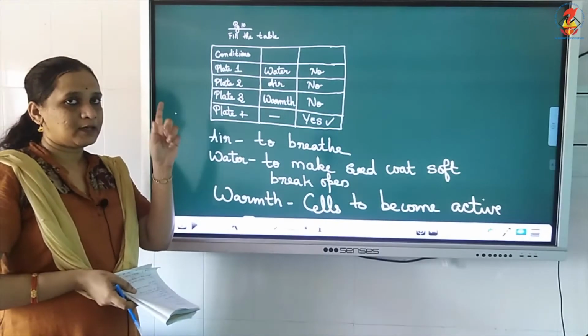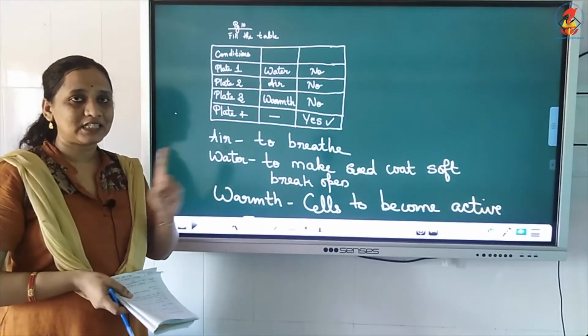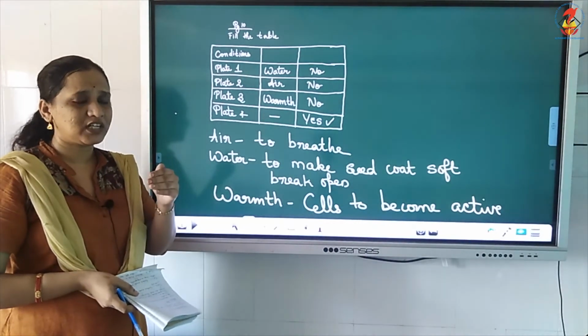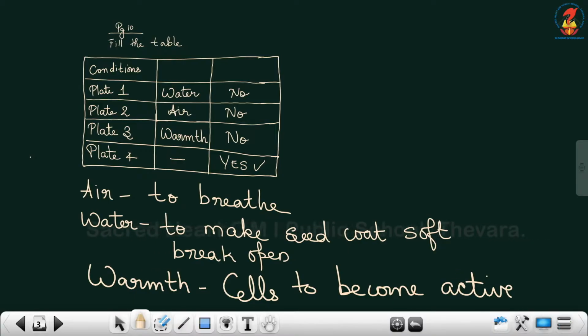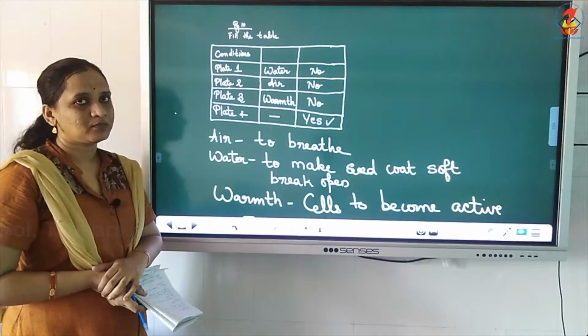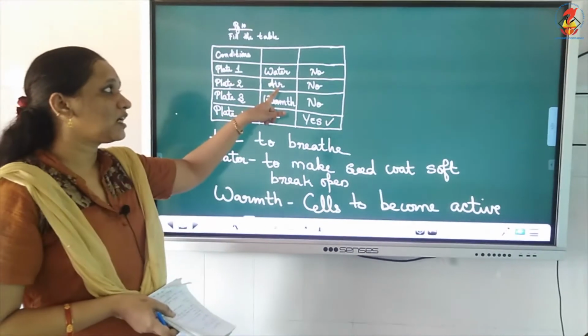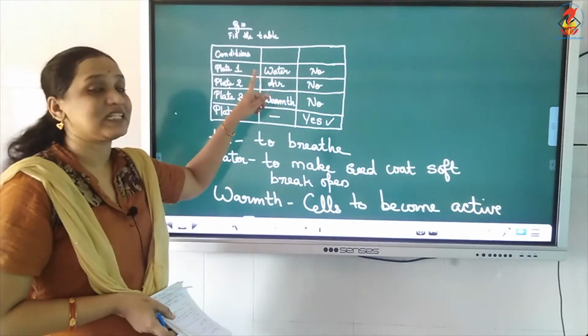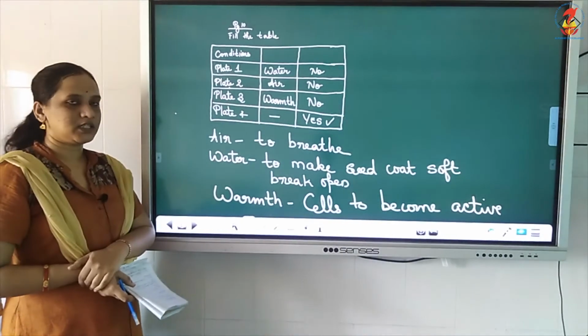If you think of plate 1, it was dry seed. So, which condition did it not get to germinate? It did not get water. So, will it germinate? It will not germinate. Plate 2. Plate 2, where was it kept? It was kept in the water. You remember? So, what condition did it not get? It did not get air. Will it germinate? No.